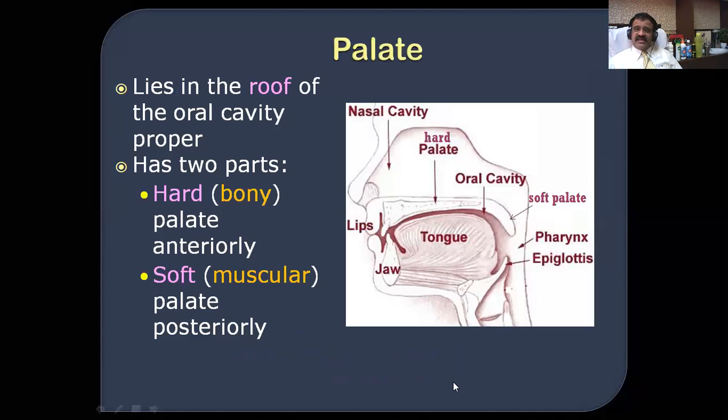Now we go to palate. Palate means it is a part on the upper side of the oral cavity. So it lies on the roof of the oral cavity proper. Oral cavity proper means behind the teeth. It has two parts. Hard part is a bony part which is located anteriorly, and soft part is a muscular part which is located posteriorly. So soft part has muscles and mucous membrane.